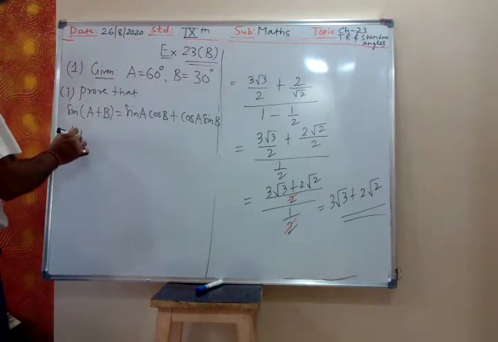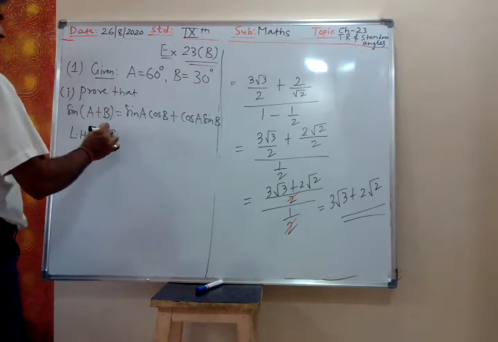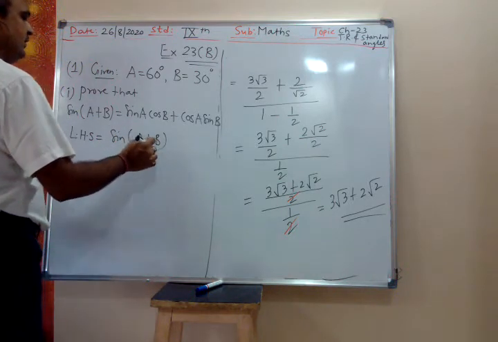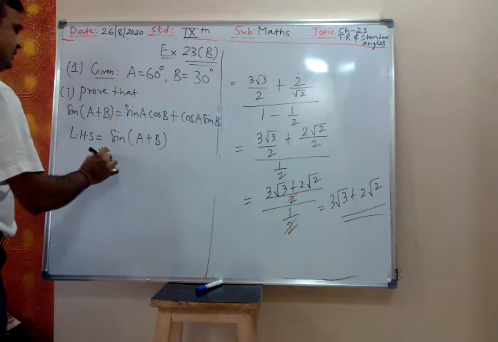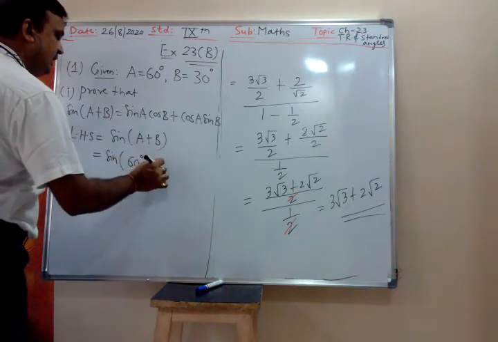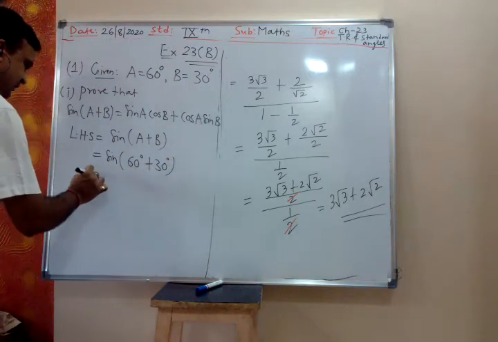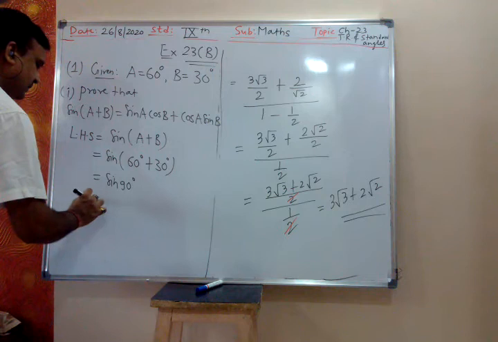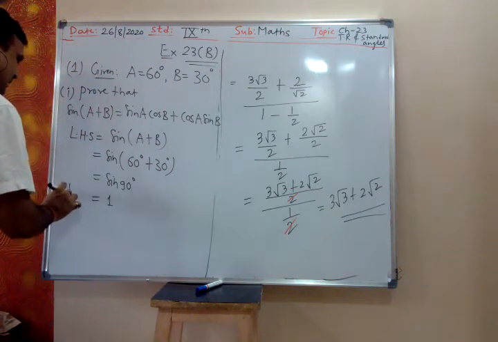So now we consider left hand side. What is left hand side? Sine A plus B. Now put the value of A and B. So that will be sine, A is 60 degree, B is 30 degree, 60 degree plus 30 degree is 90 degree. So sine 90 degree is 1, if you see the table. So my left hand side is 1.